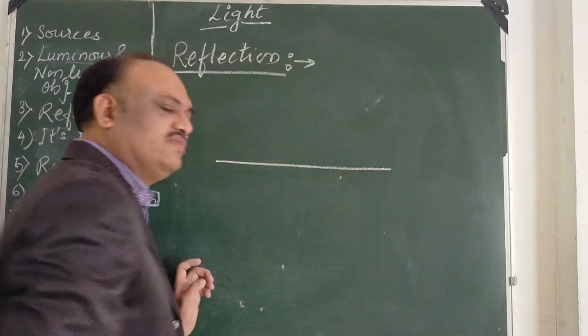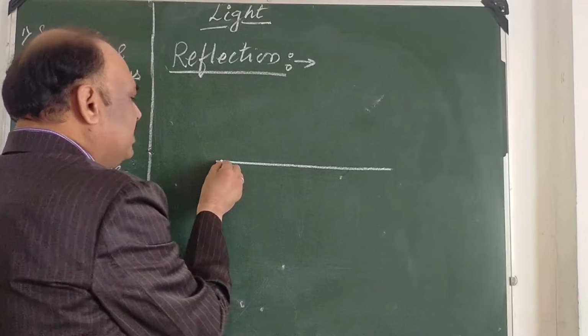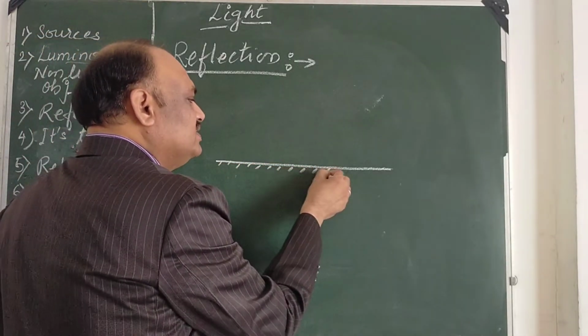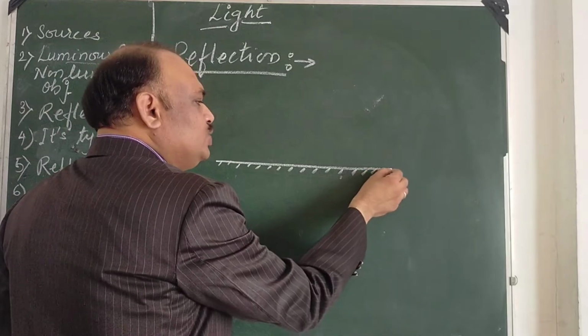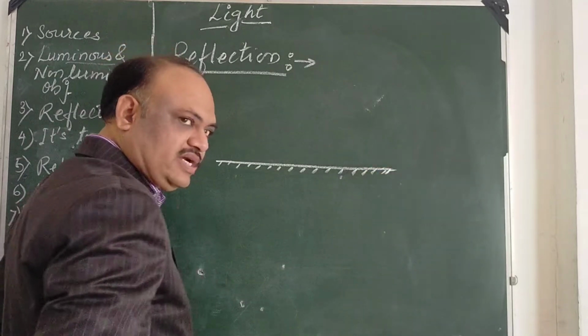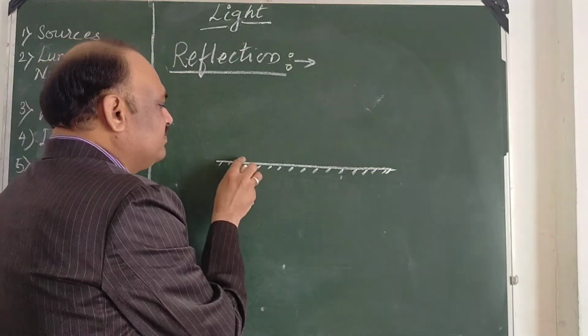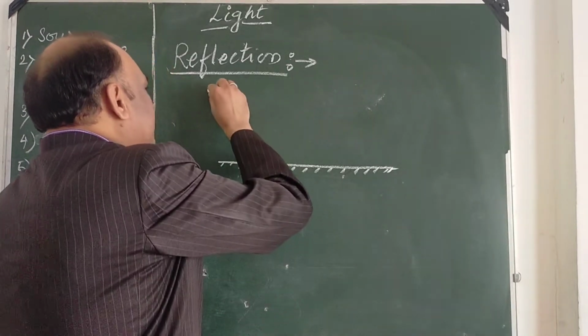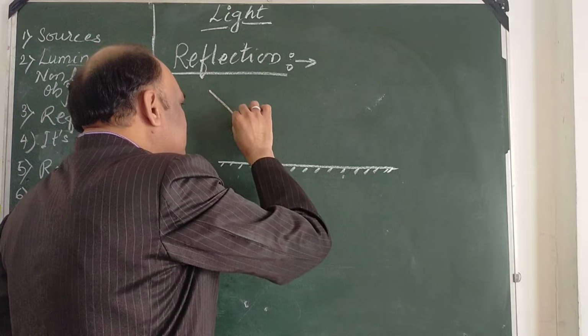So we will see it here. Suppose this is a plane surface, the plane reflecting surface. For reflection I am polishing it from one side. This polishing will ensure that the light is reflected. So this is the reflecting surface of the mirror and this is the polished surface of the mirror. A ray of light is falling on the surface.